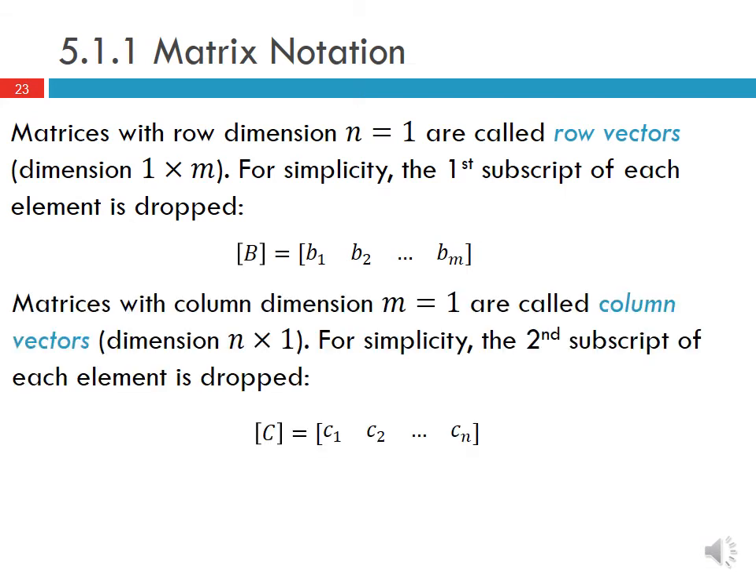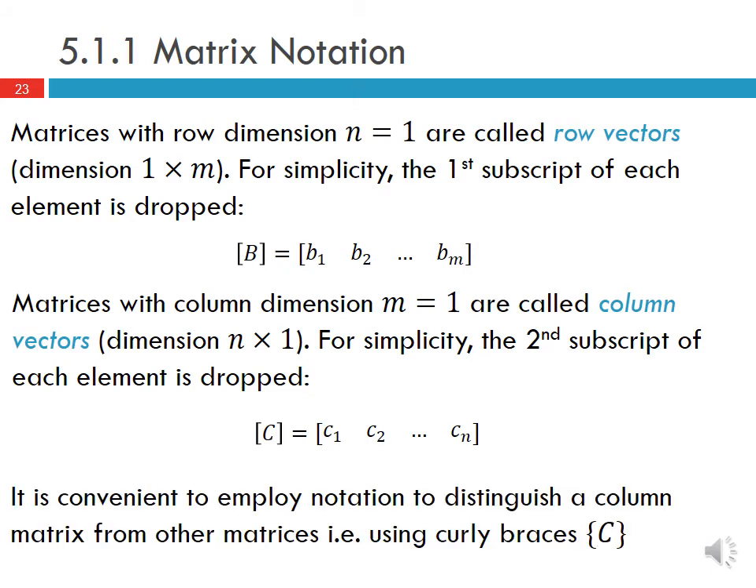Matrices with column dimension m equals 1 are called column vectors, and their dimension is n by 1. And for simplicity, the second subscript of each element is dropped, so we can write c as c1, c2, up to cn. And it is convenient to employ a notation to distinguish column matrix from other matrices. One way to do that is to use curly braces, which we will tend to do in this course.